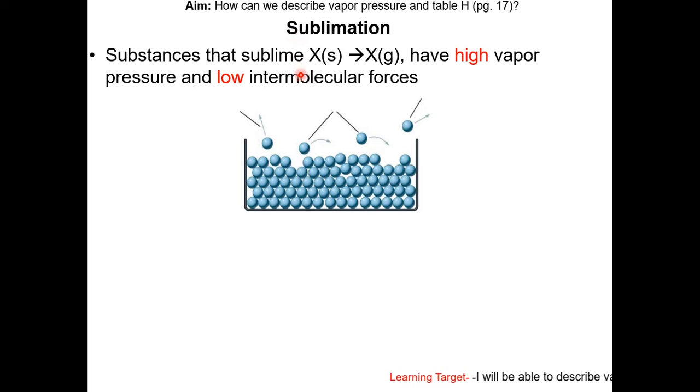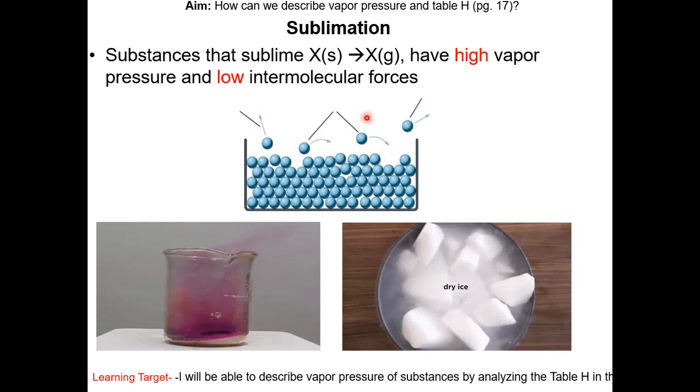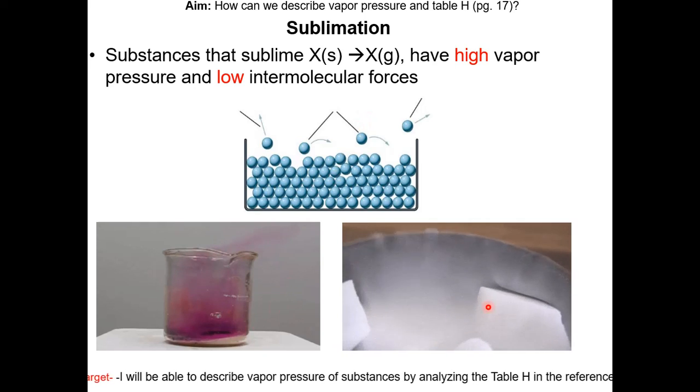Sublimation is when a substance goes from a solid state to a gas state. Typically, substances that sublime at room temperature have high vapor pressure and low intermolecular forces. Here are some examples of sublimation. Here's iodine, and here's CO2.